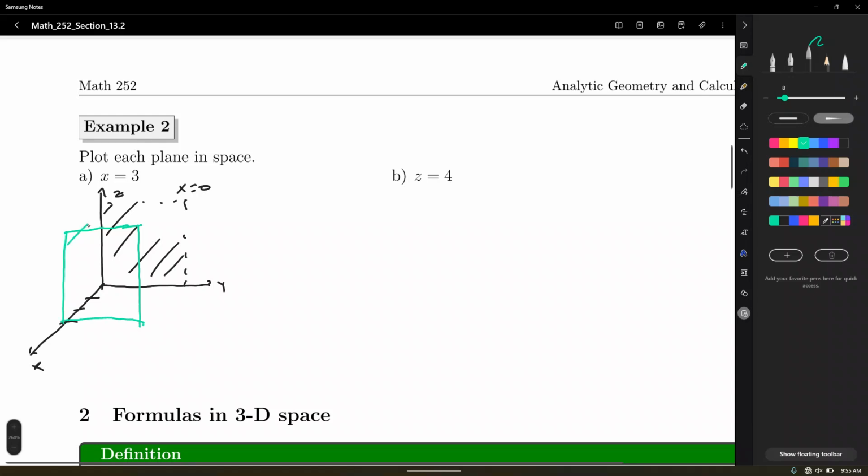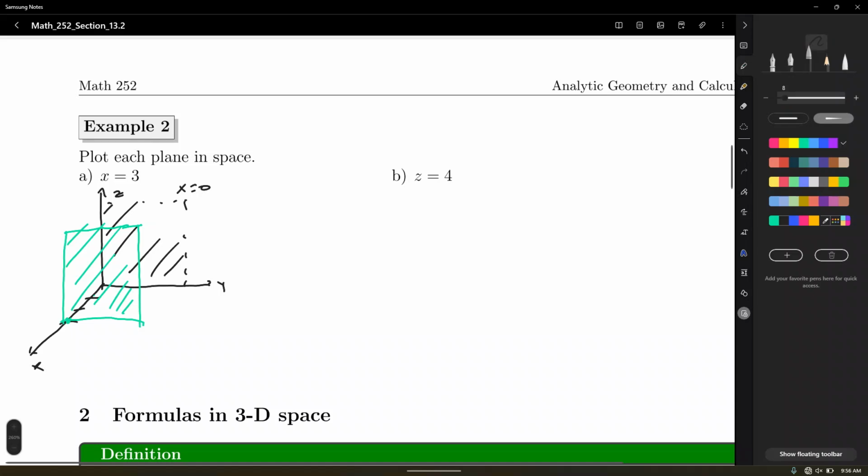Notice I'm just drawing a square, like a rectangle. One thing to keep in mind here is that this plane extends forever. It's not limited to just this square. It also extends to the negative octants, up and down, and goes on forever. I'm just giving you a portion of the plane so you can see that it's intersecting at x equals 3.